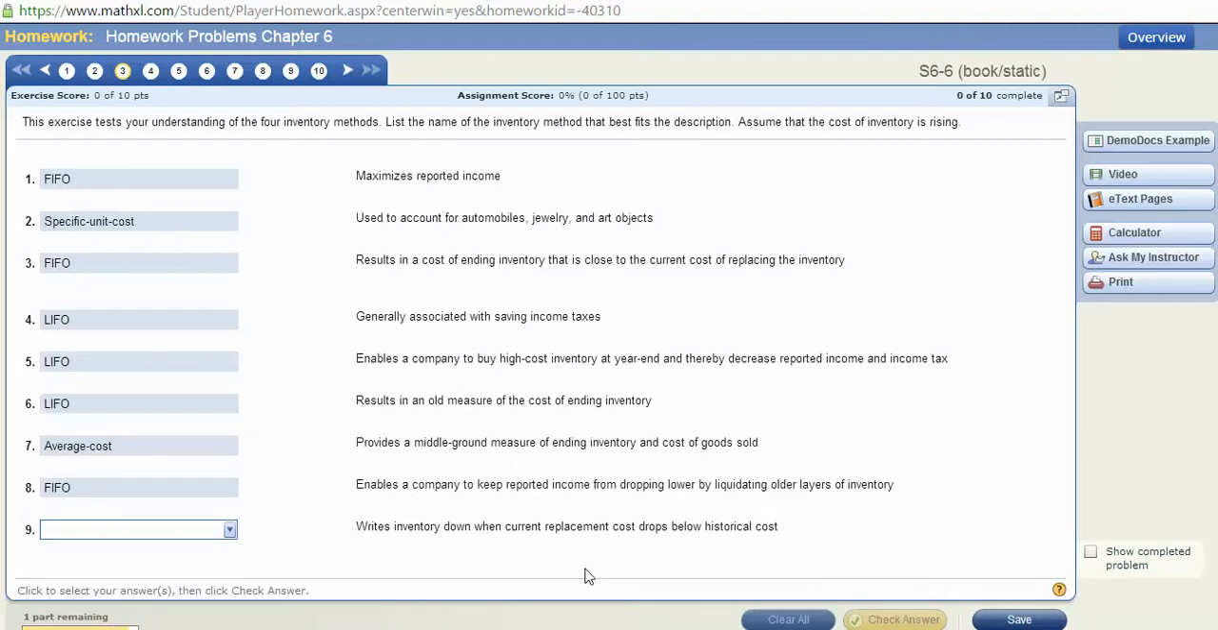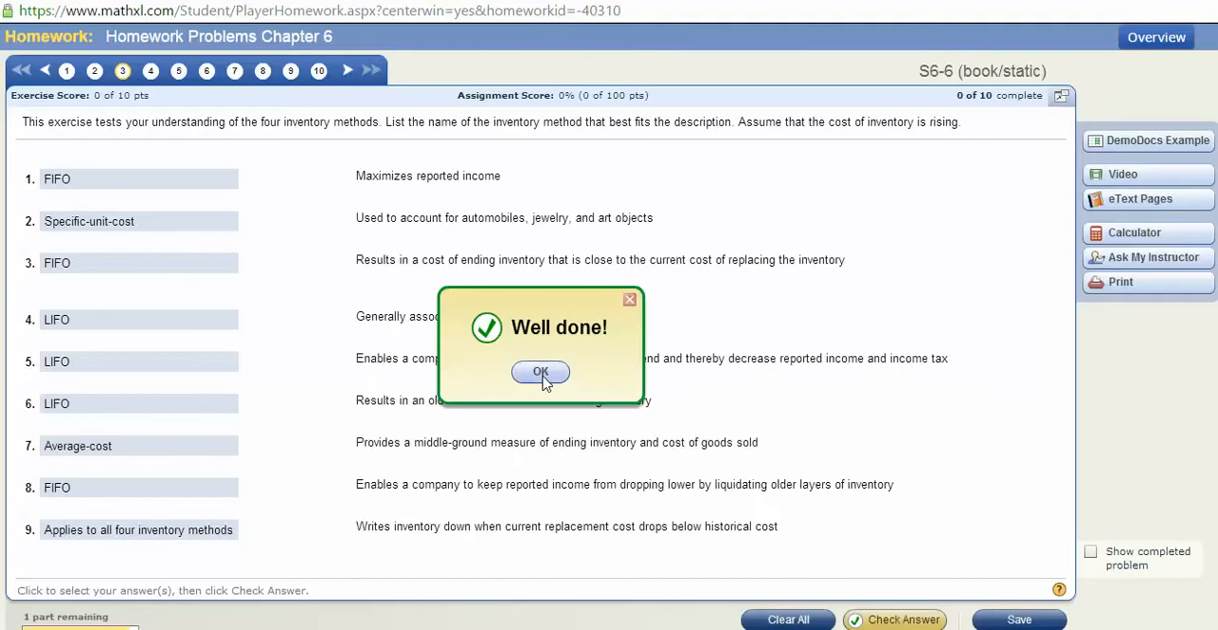Okay, number 9: writes inventory down when current replacement cost drops below historical cost. This is what we were talking about in class about an impairment to the value of inventory. In other words, we thought it was going to be worth 10,000 and it's really worth 6,000, and it's a permanent impairment. It's dropped, so we have to show the outside world. What's important to know is this applies to all 4 inventory methods. Lower of cost or market is not something specific to LIFO or FIFO. It applies to all of them.